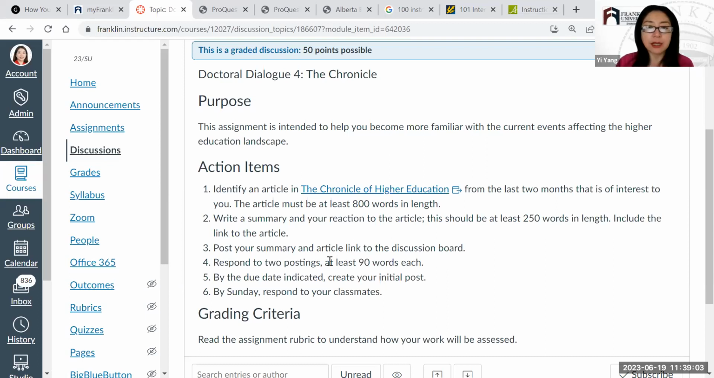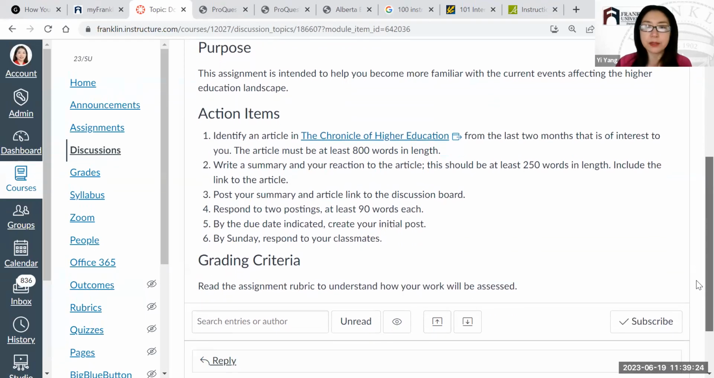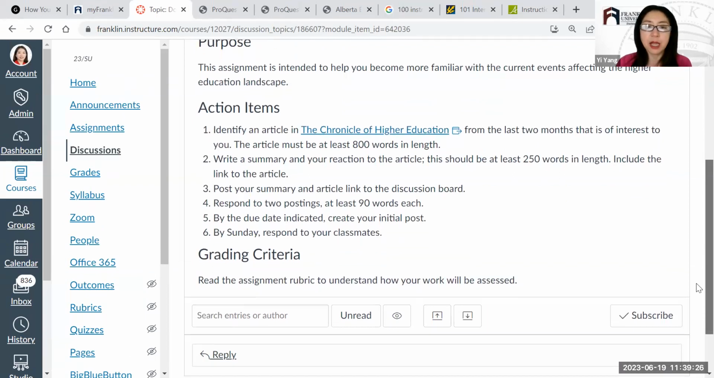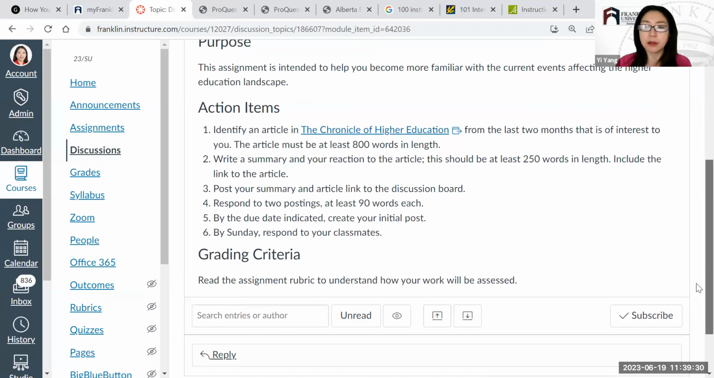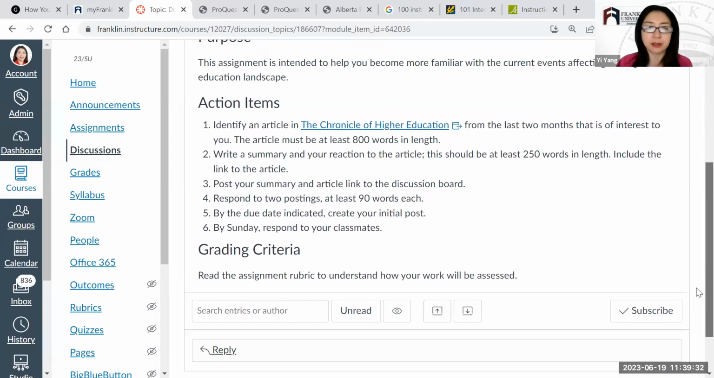You need to cite the article in APA and use at least one other article to support your opinion or reaction, which also needs to be in APA. Post your initial post by Thursday of this week, and respond to your classmates' posts by Sunday.